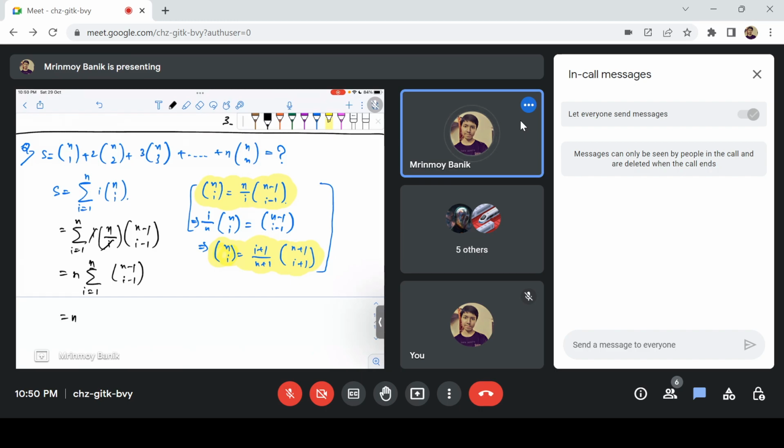And we can do a change of variables. Let me replace i minus 1 with i. i runs from 0 to n minus 1, n minus 1 Ci. This is just n times 2 power n minus 1. Excellent.